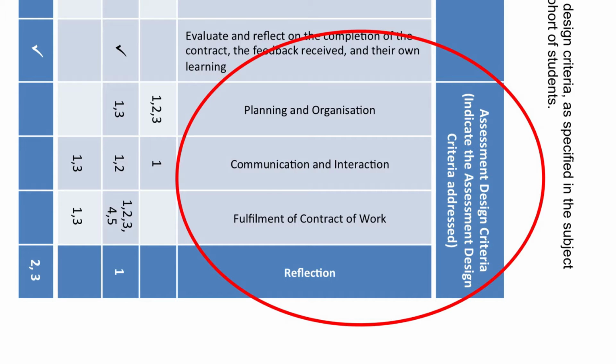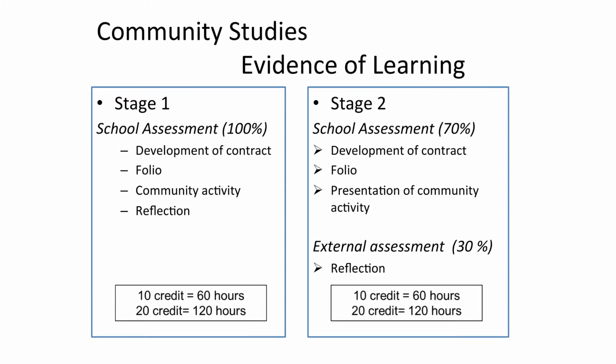It is critical teachers ensure students are able to provide evidence at the highest level in each of the performance standards. As with all Stage 1 subjects, assessment is 100% school-based, and at Stage 2, it is 70% school-assessed and the remaining 30% is externally assessed.